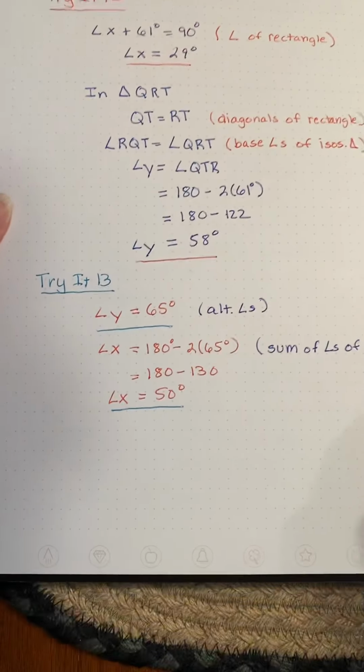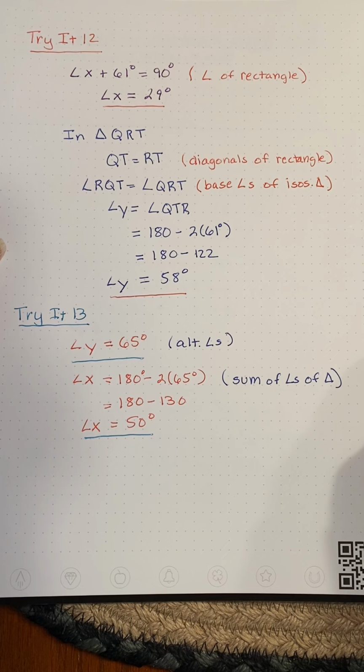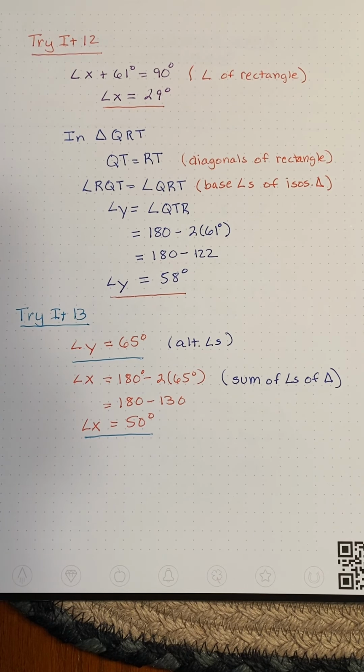Okay, bottom of the page, try it 12 comes next. In try it 12, it says in the figure, PQRS is a rectangle. Okay. Ooh, now I have right angles in the corners. Got to remember that. Find the measures of angles X and Y. Okay. I see lots of triangles in there. In fact, I can see 4 little triangles and 2 large triangles in various ways. Well, let's not make it too complicated. Let's just get right at it.